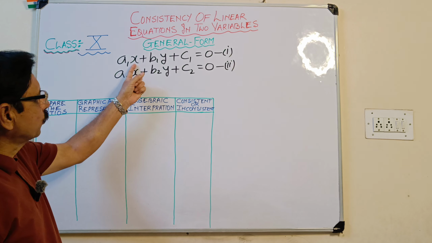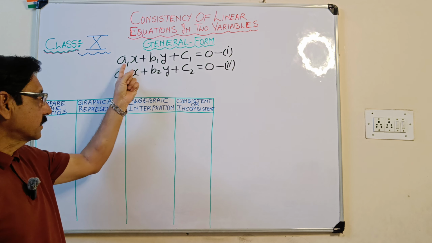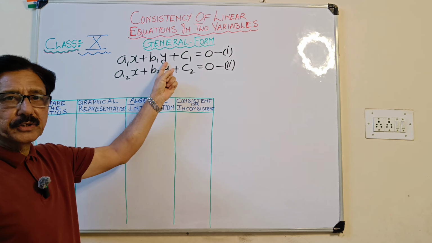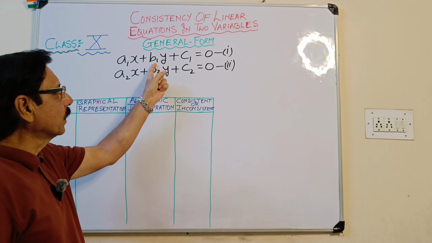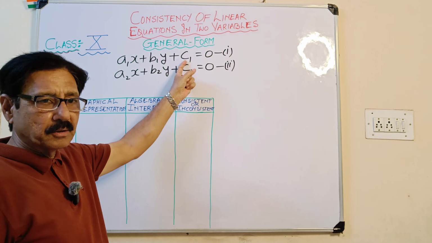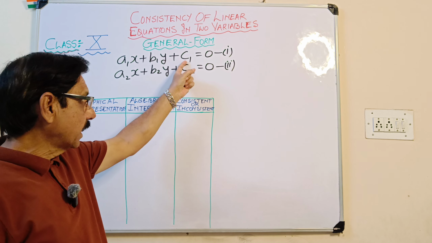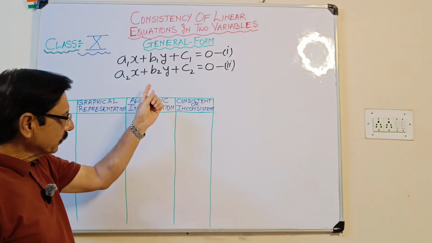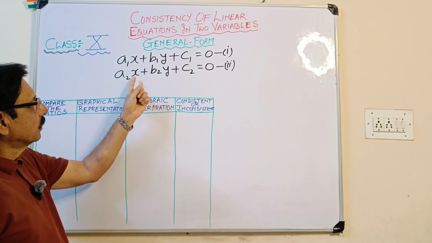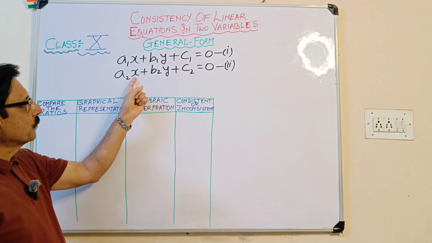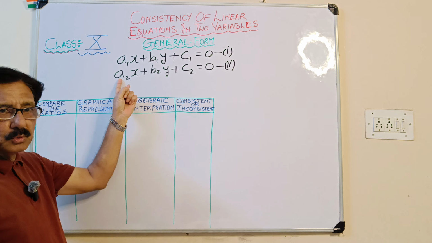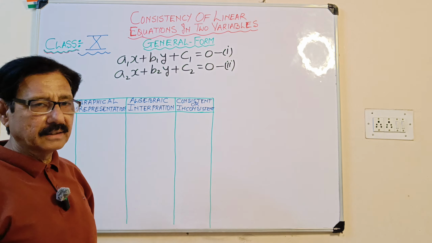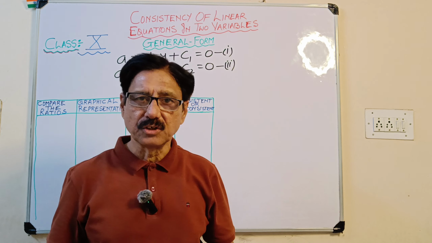Whatever the numerical coefficient of x, we call it a1, the numerical coefficient of y is b1, and the constant term in the equation is c1. Same in the second equation: the numerical coefficient of x is a2, the numerical coefficient of y is b2, and the constant term is c2.